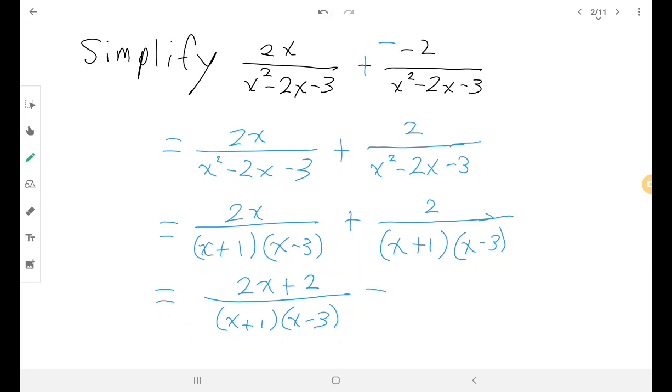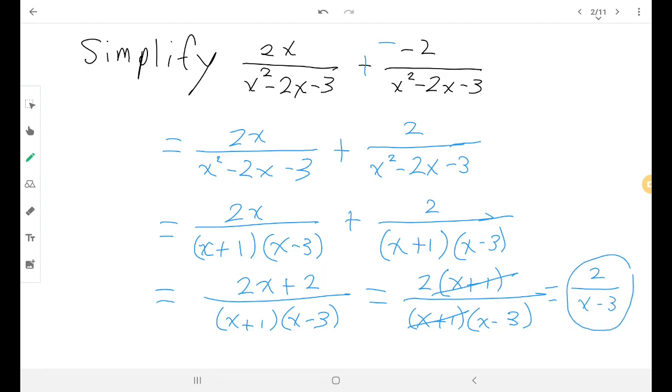But you might want to consider the fact that there is indeed a 2 in this that could factor out, and so another acceptable answer might be 2 times x plus 1 over x plus 1 times x minus 3, and what you should see is that now the x plus 1's cancel. And so now I get an even better, more succinct answer of 2 over x minus 3, because I was able to cancel those x plus 1's. Okay, so that is that one completely simplified.